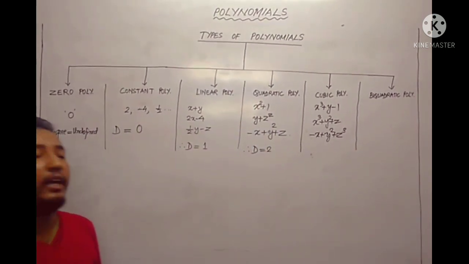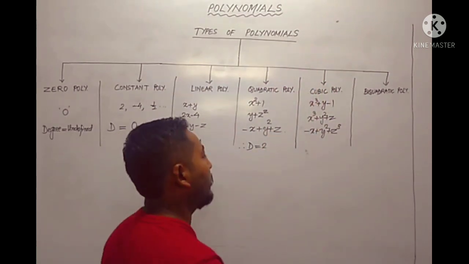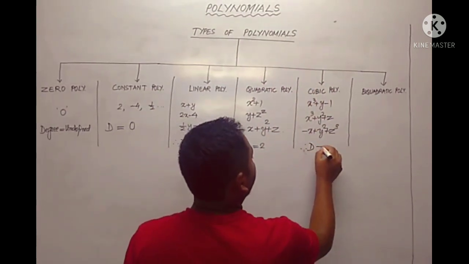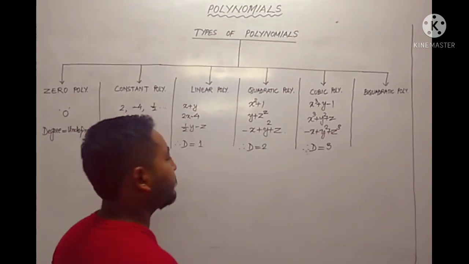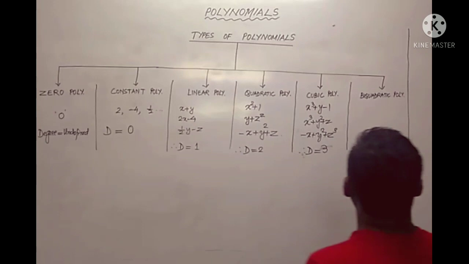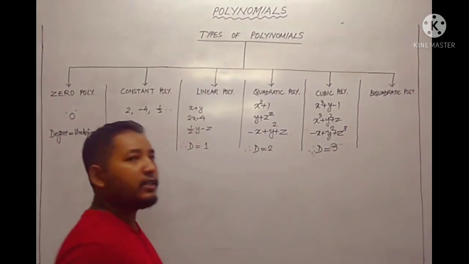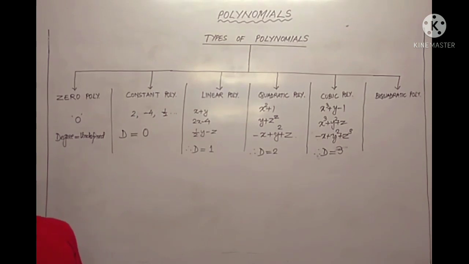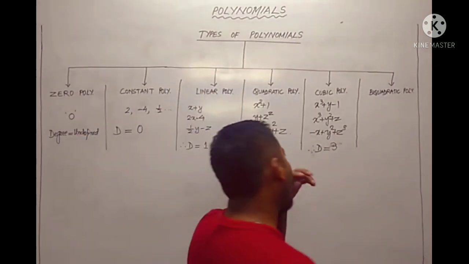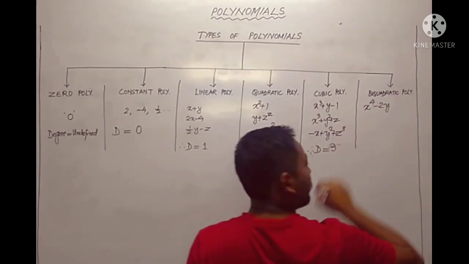You have to check the degree. If the degree is 3, means the highest power is 3, it is a cubic polynomial. So therefore degree will be 3. Now, what is a biquadratic polynomial? A biquadratic polynomial is a polynomial whose degree is 4, means whose highest power is 4. You can write down x to the power 4 minus 2y.